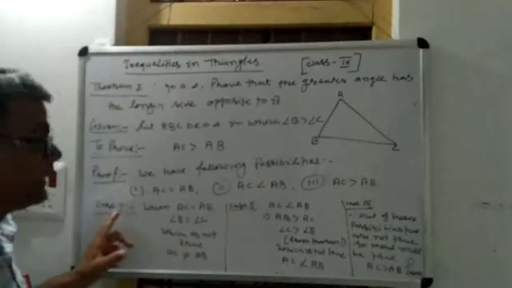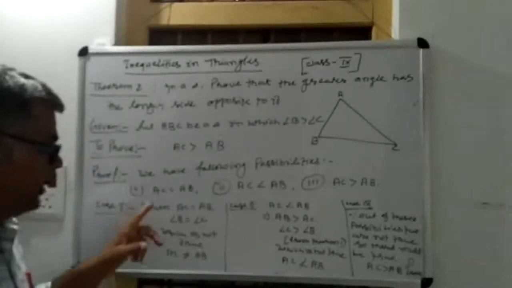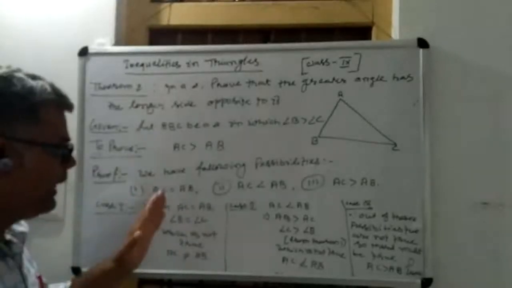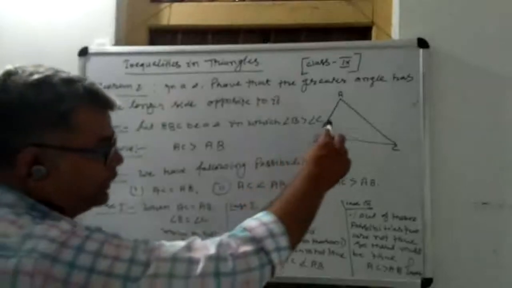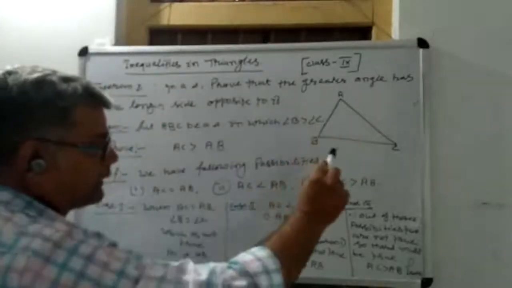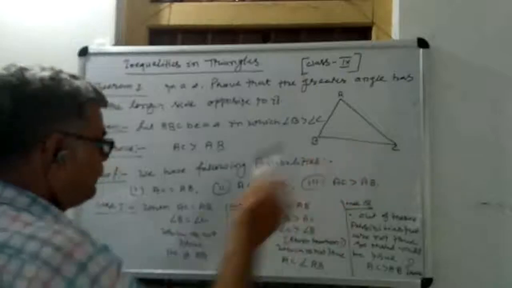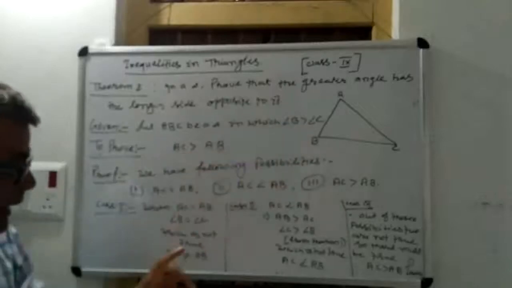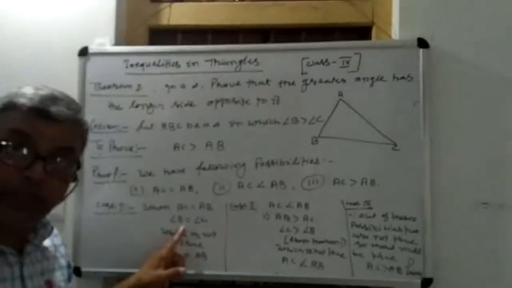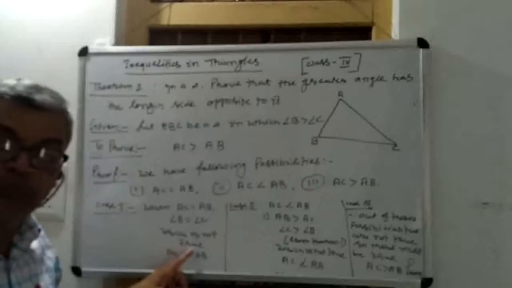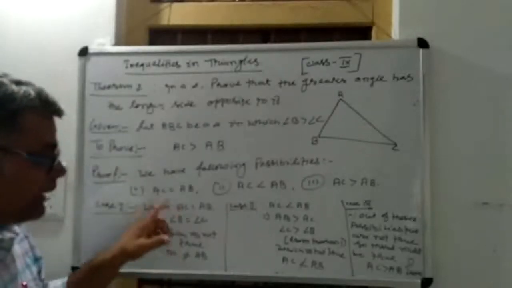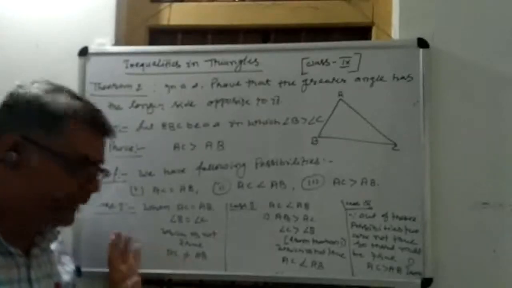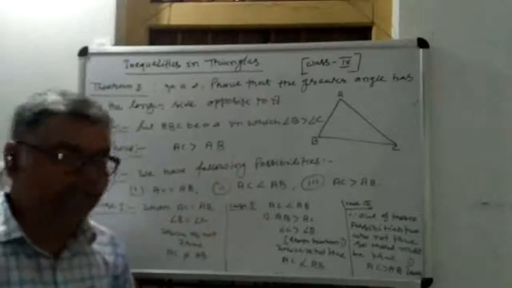So first possibility, case 1, we have taken AC is equal to AB. When AC is equal to AB, then from the isosceles triangle property, you know that angle B will be equal to angle C. But here it is given that angle B is greater than angle C, and here it comes angle B is equal to angle C, which is not true. It means that this condition is not true, which is AC is not equal to AB.